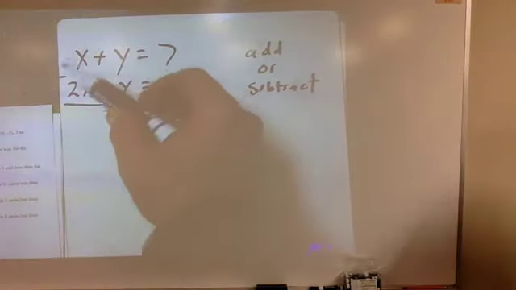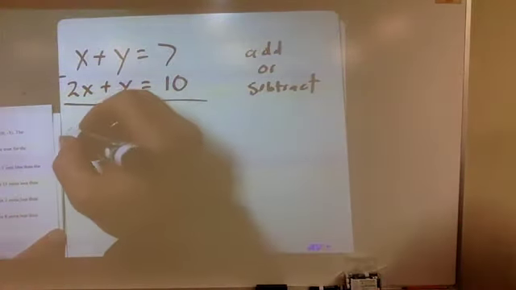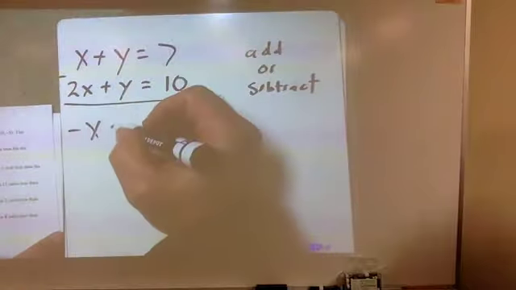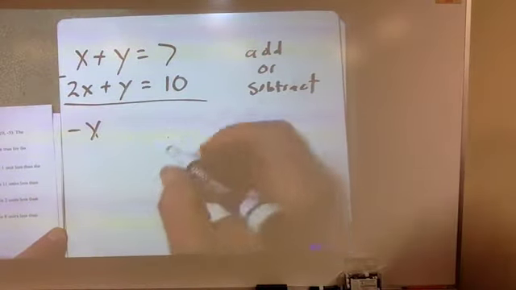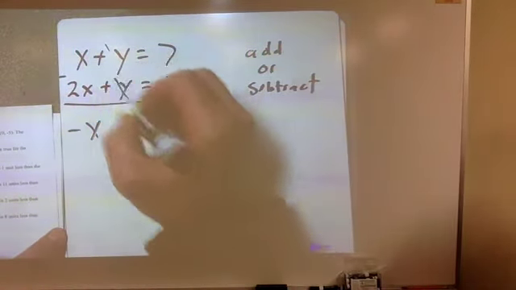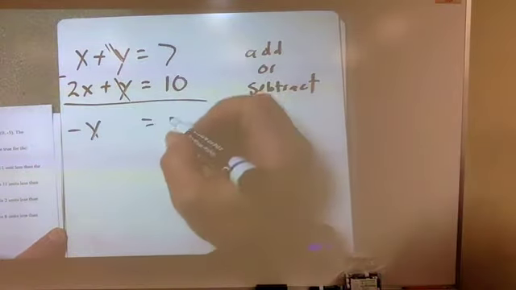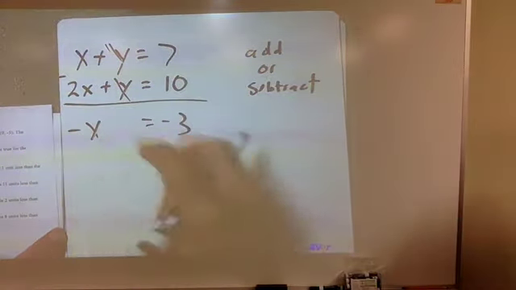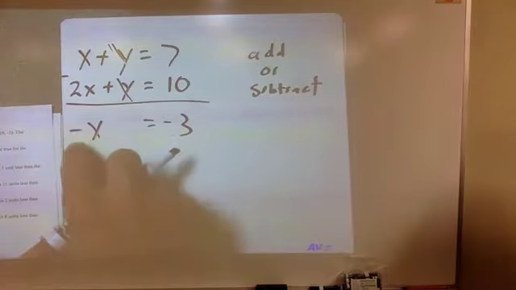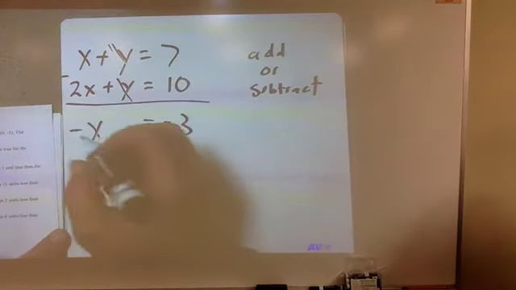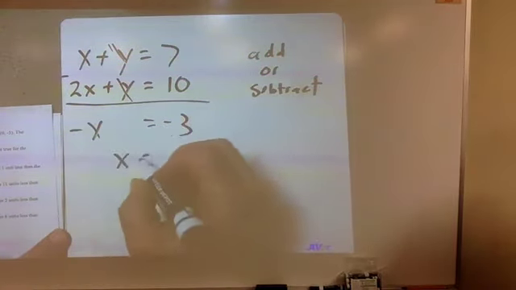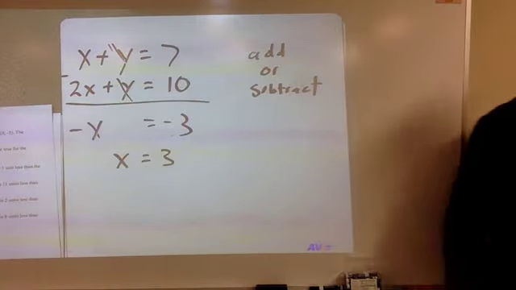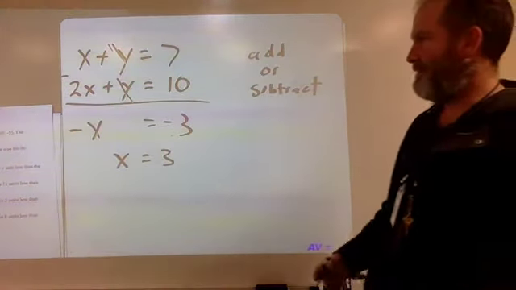So this is 1x minus 2x, which is negative 1x. This is 0y, so that's gone. 0 is gone. They cancel out. And 7 minus 10 is negative 3. So if we want to solve for x, we have to get rid of this negative. You multiply or divide negative 1 to the other side, and you get x is equal to positive 3. So now we're halfway to solving our mystery.